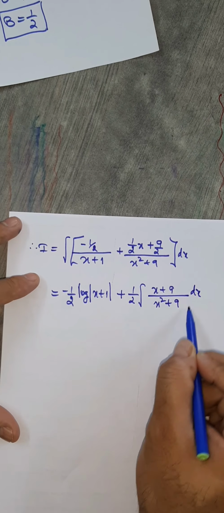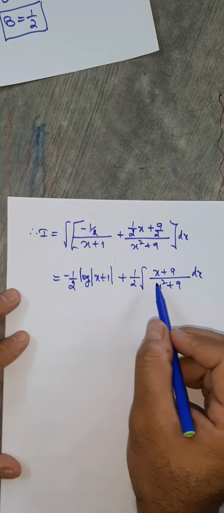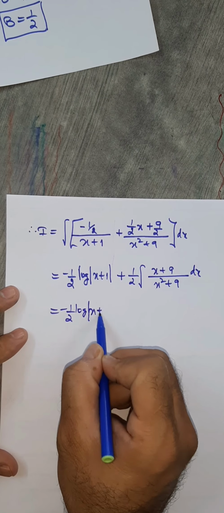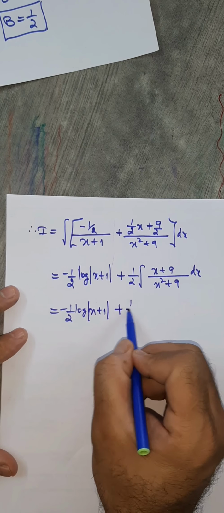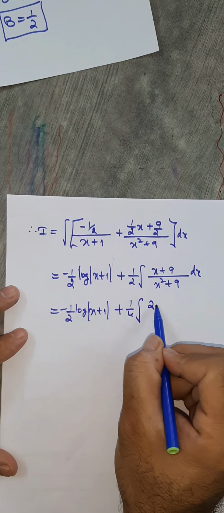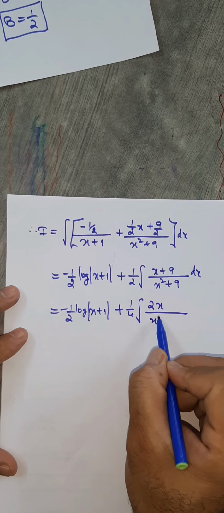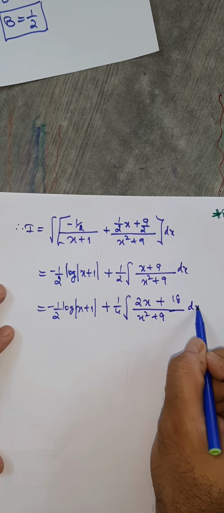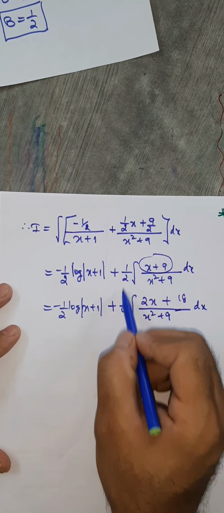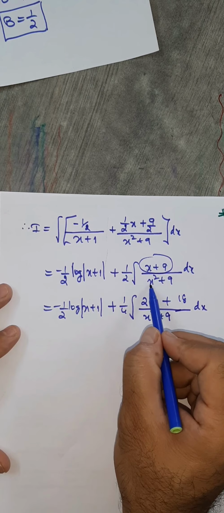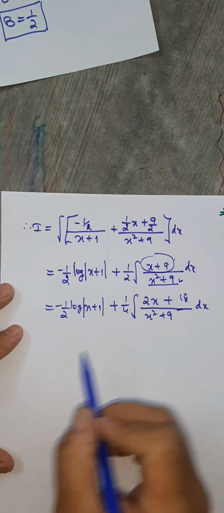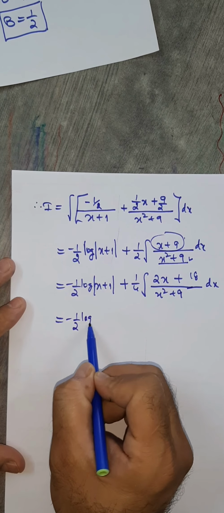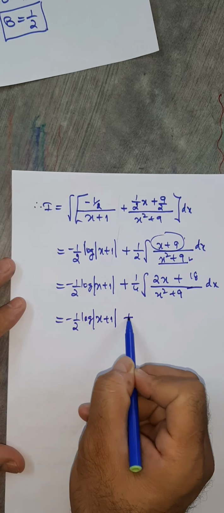Now we set the derivative. What's the derivative? 2x. So again multiplying dividing by 2 here. Minus 1 by 2 log of mod of x plus 1. Here 1 by 4. This is 2x upon x square plus 9 plus 18. Let me write one more step here. Multiplying and dividing by 2 here. Why we did this? Because I need 2x. Why? Because here derivative is 2x. This is linear upon quadratic form. We know it.